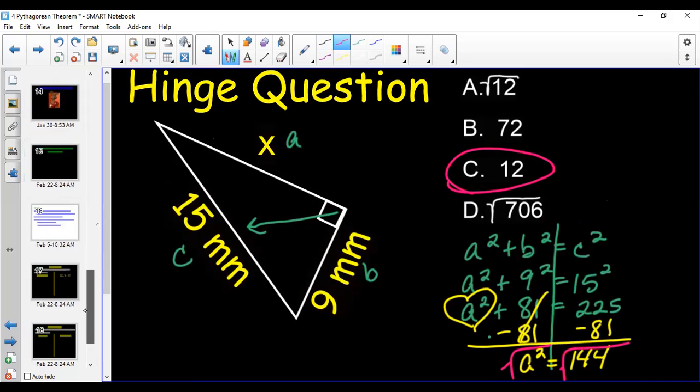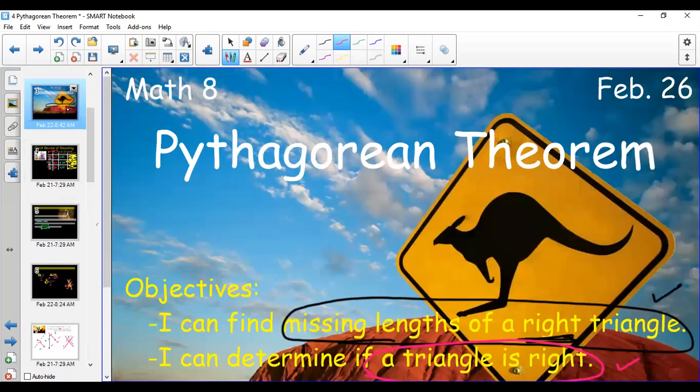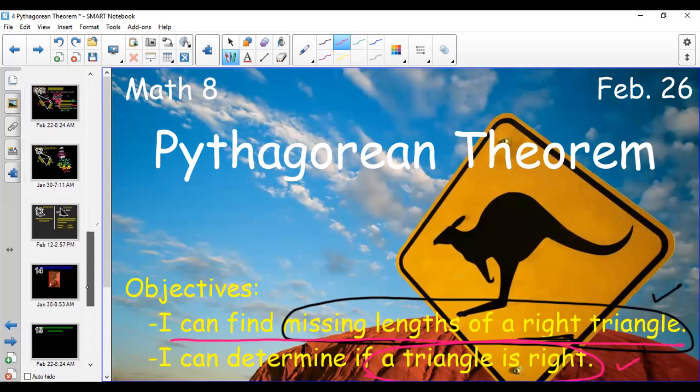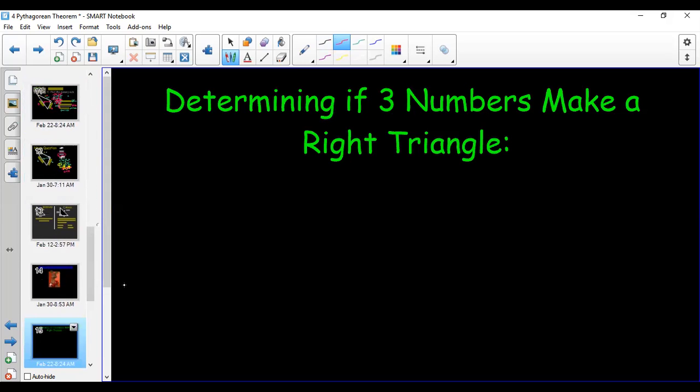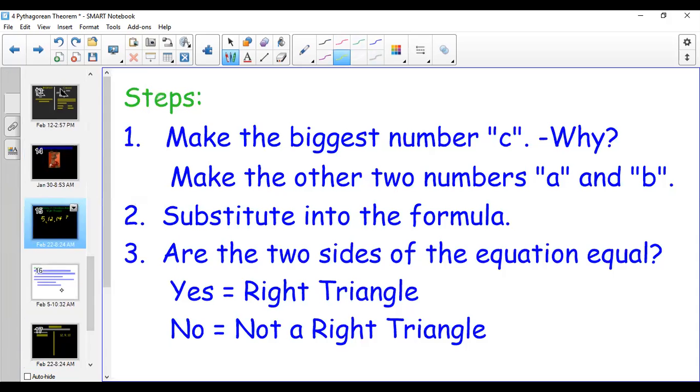All right, we're going to move on to our second objective. So we already covered the first one: I can find a missing length of a right triangle. We're going to now move on to: you can determine if a triangle is right or not. All right, so if I give you any 3 random numbers, 5, 12, 14, and I ask you, is this a right triangle? What do I do? Okay, so that's the question I'm posing to you guys.